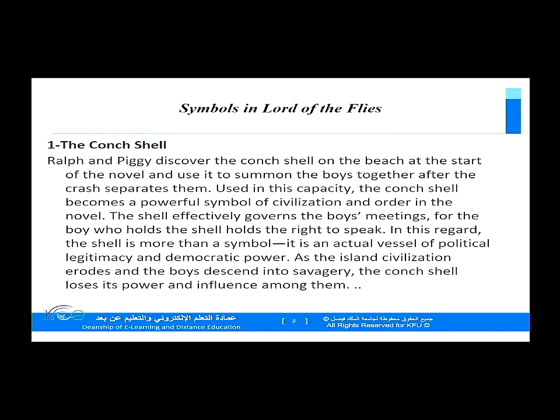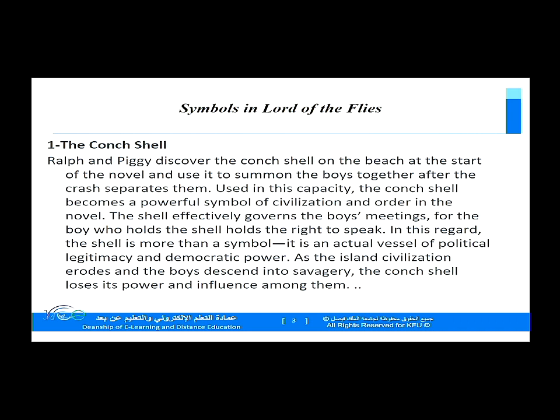The shell effectively governs the boys' meetings, for the boy who holds the shell holds the right to speak. If you have the shell in your hand, you have the right to speak. And if someone else wants to speak after, they have to ask to hold the shell. In this regard, the shell is more than a symbol. It is an actual vessel of political legitimacy and democratic power. So if you don't have the shell in your hand, you can't speak.